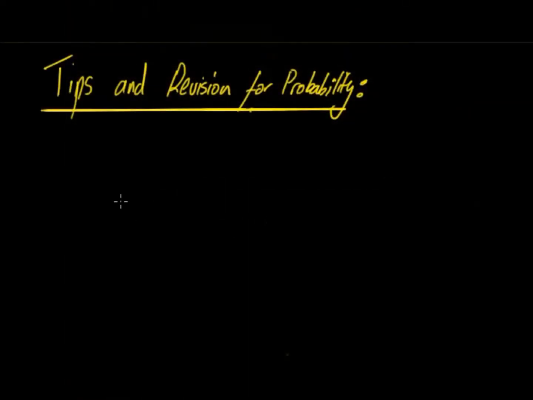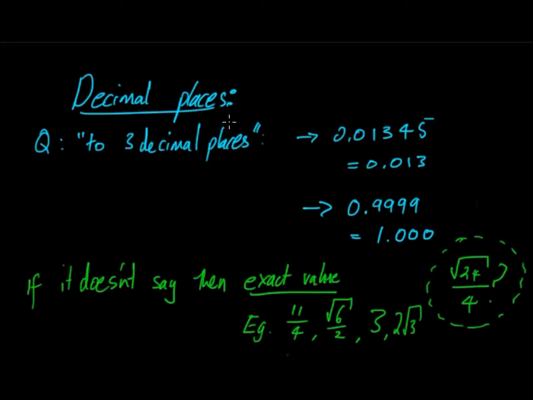Hey guys, so in this video we're going to be doing some tips and revision for probability, going over some of the important concepts we've learned as well as the common mistakes. However, we're not going to look at any new content or go through anything in depth, but rather an overview just to make sure you've got a broad understanding of probability. So we're going to talk about decimal places. Now, not all the tips and revision here are just specific for probability, but rather maths in general.